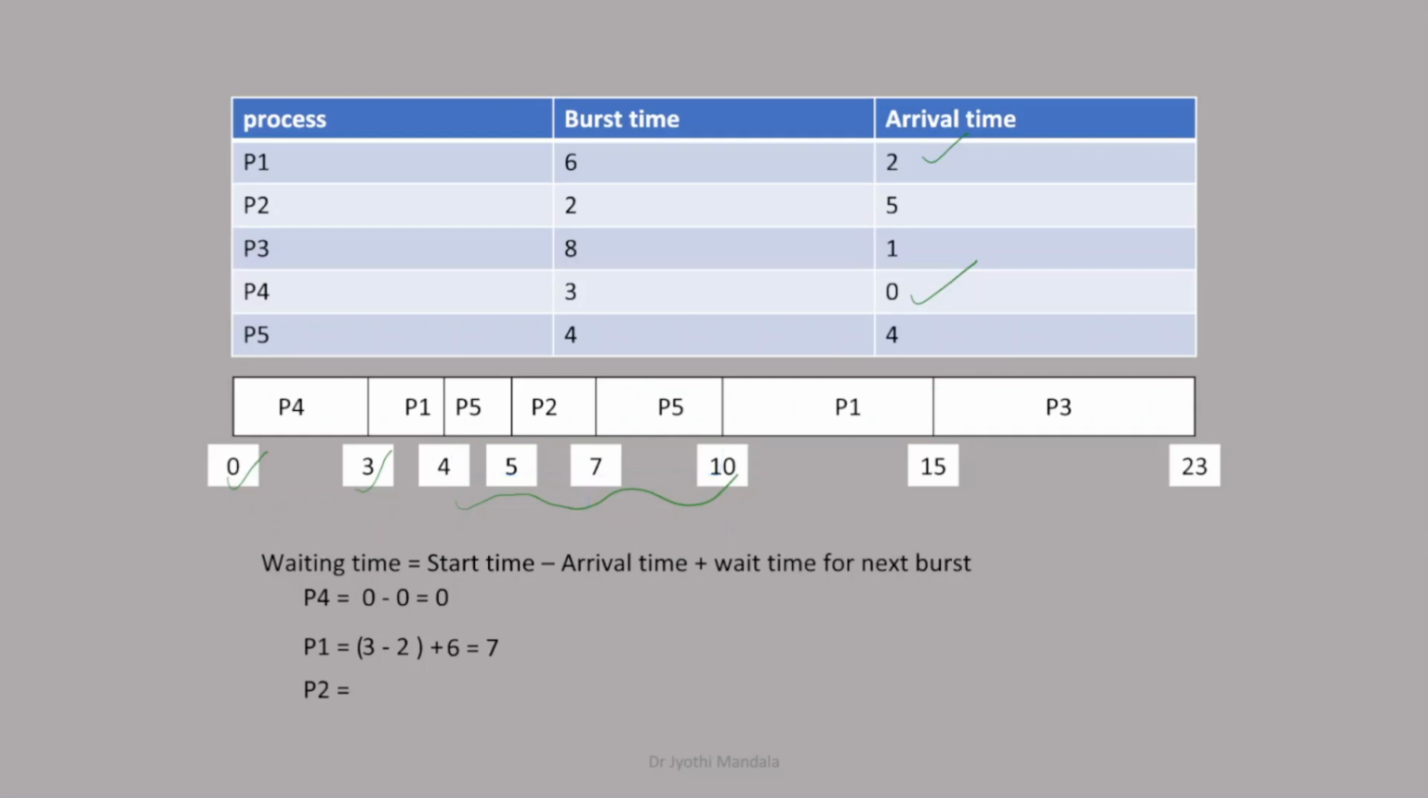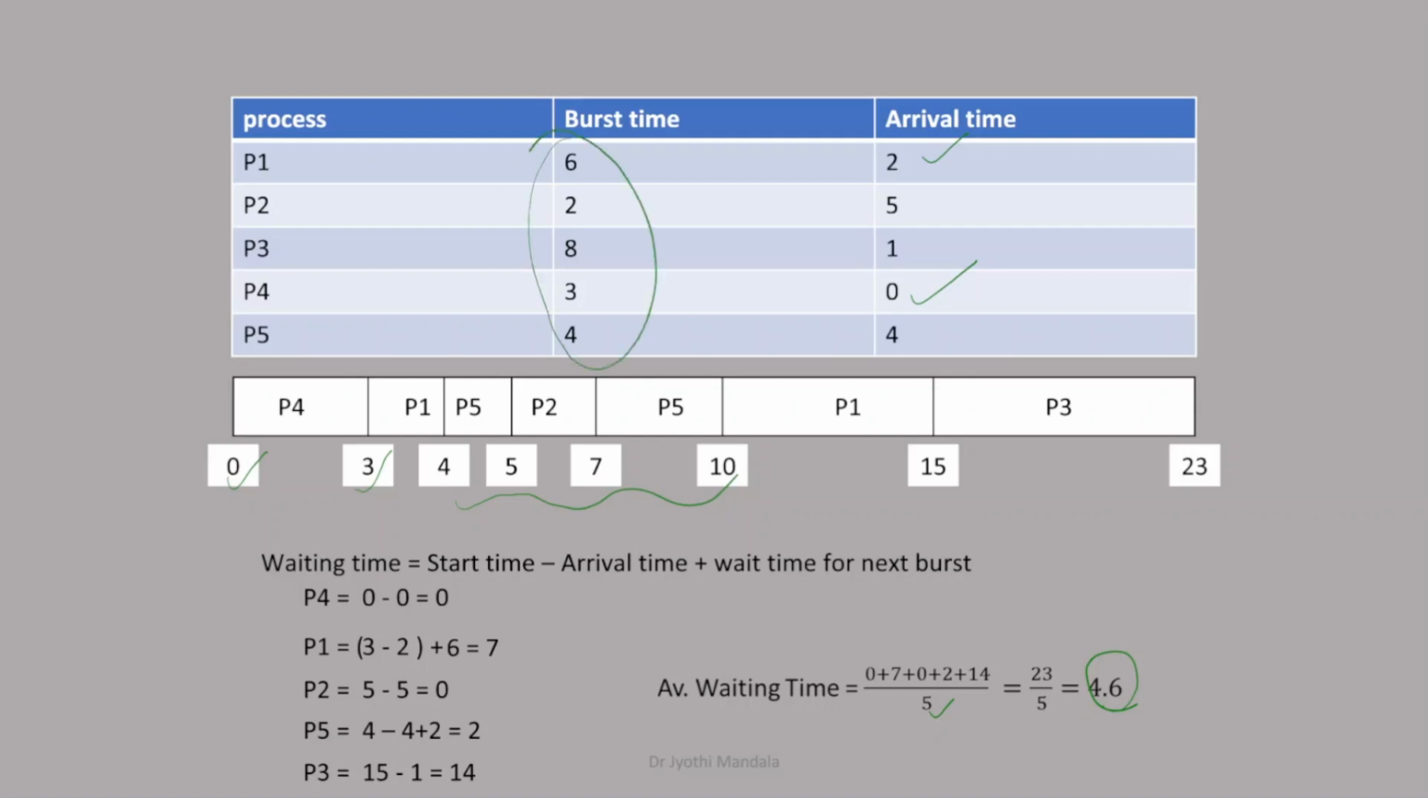Similarly, if you proceed, P2 is 0, P5 is 2 and P3 is 14. So the average waiting time is the total of all these values divided by the total number of processes, which is 5 in our case. I have considered the same example for all the other algorithms also. If you want, you can compare the average waiting time you got for the other algorithms like FCFS, SJF, priority and so on. Observe what average waiting time we are getting for the same example.